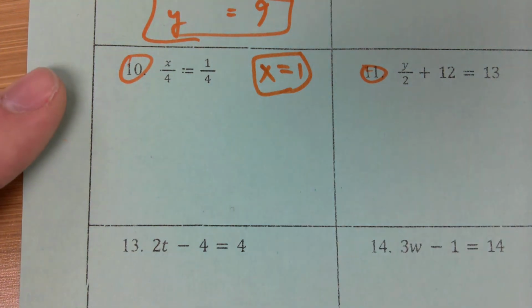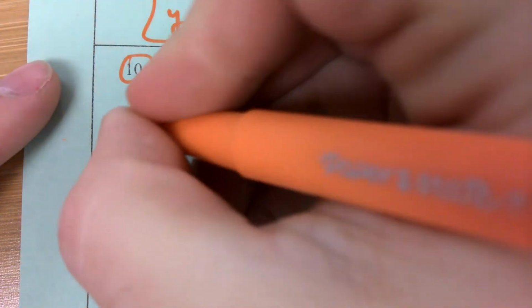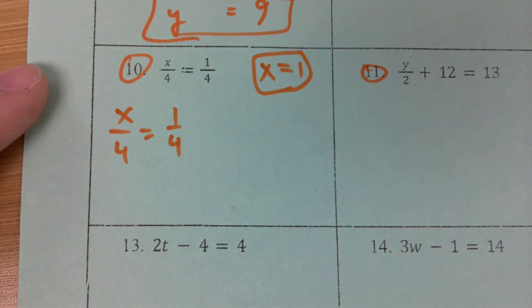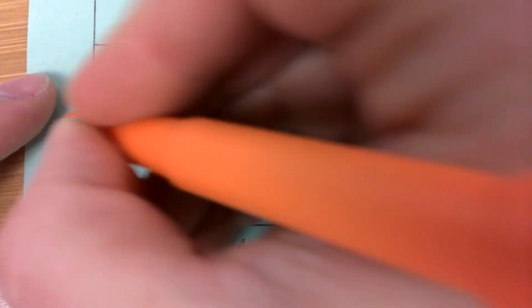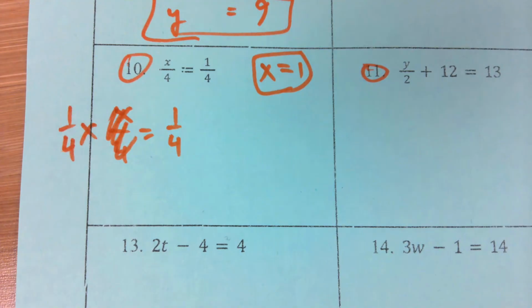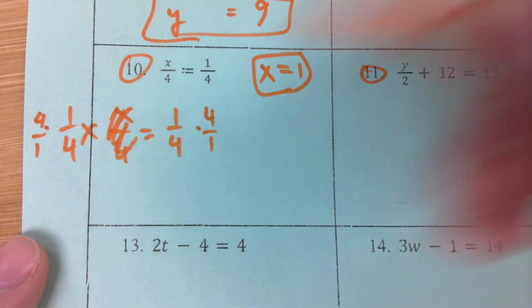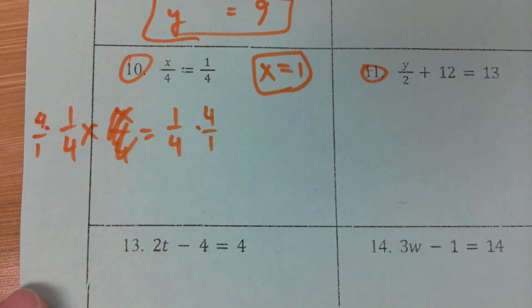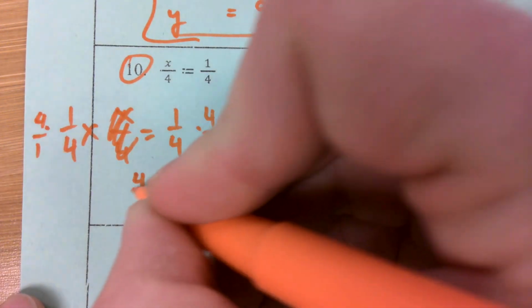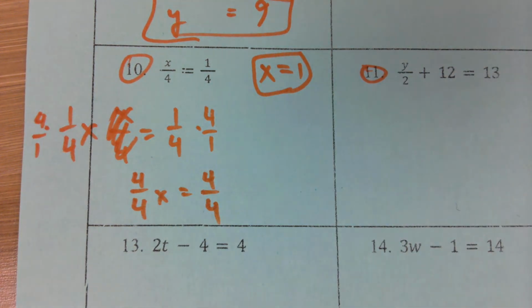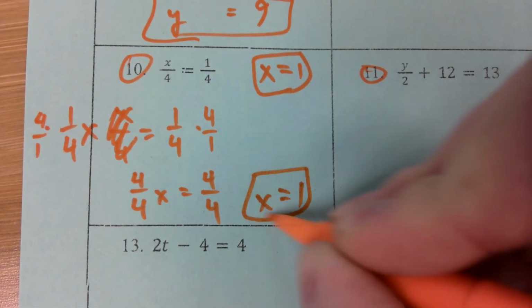Here's how we can figure that out using our inverse operations, though. If we have x over 4 equals 1 over 4, again, we can think of this like 1/4 x. 1 over 4 times x. And we can multiply both sides once again by the reciprocal. That gives us 4 over 4x equals 4 over 4. So everything cancels out to 1, and we're left with x equals 1.